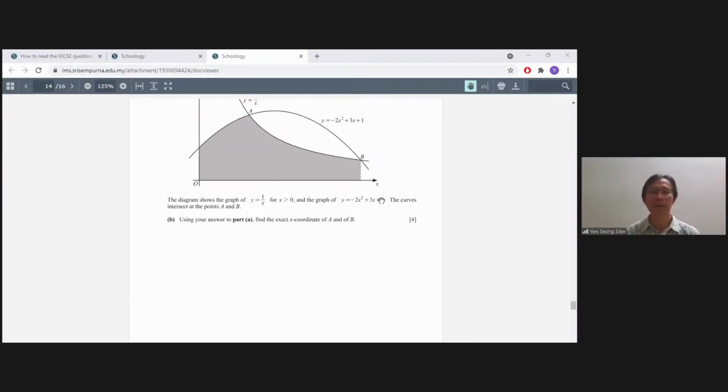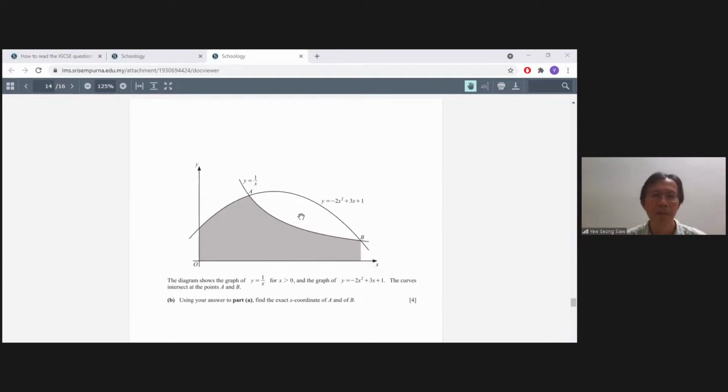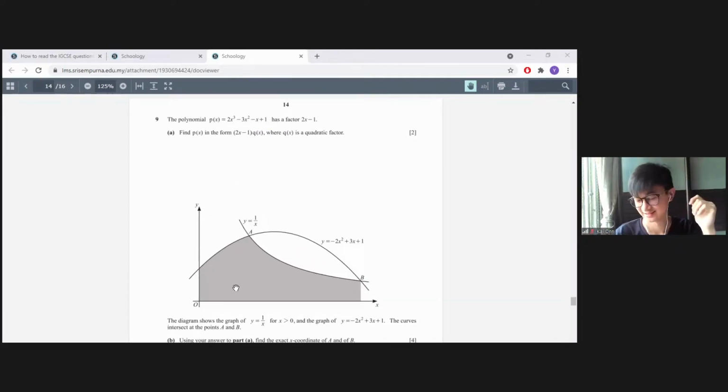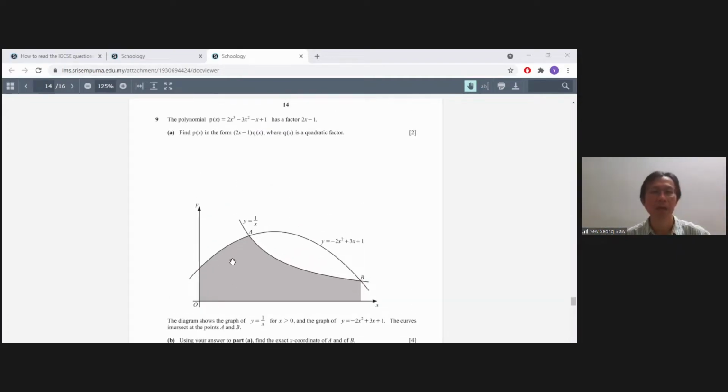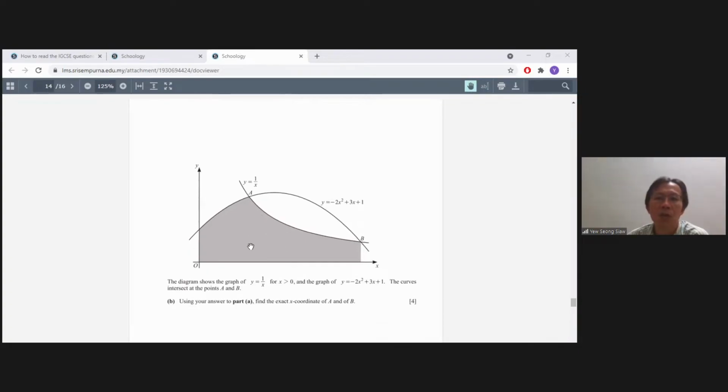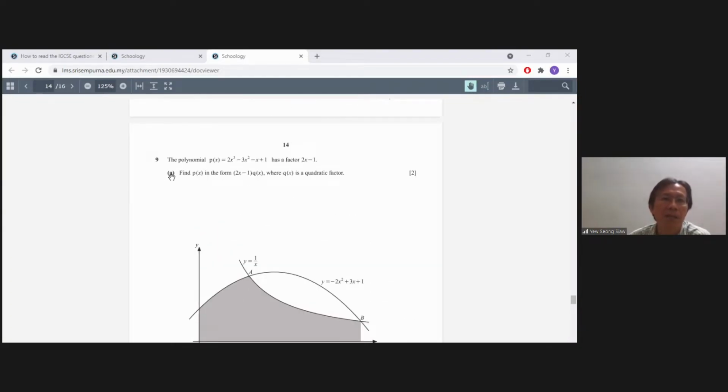When you see the diagram, integration. Yes, integration. Because we want to find the area, we must use integration to find the area. This is a curve. So before you go to the area there, can you answer the first part? On the first part, can you change this function to this form?